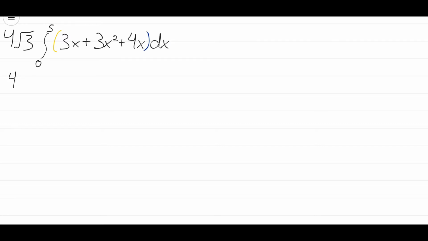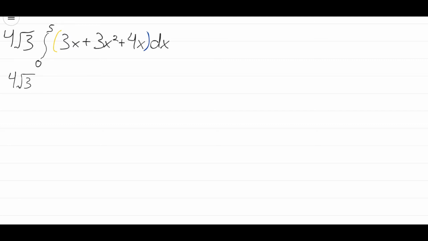So now we're going to integrate this with respect to x. What we're left with is 4 that we factor out the square root of 3. We're left with 3x plus 3x squared plus 4x times dx, bounded from 0 to 5.